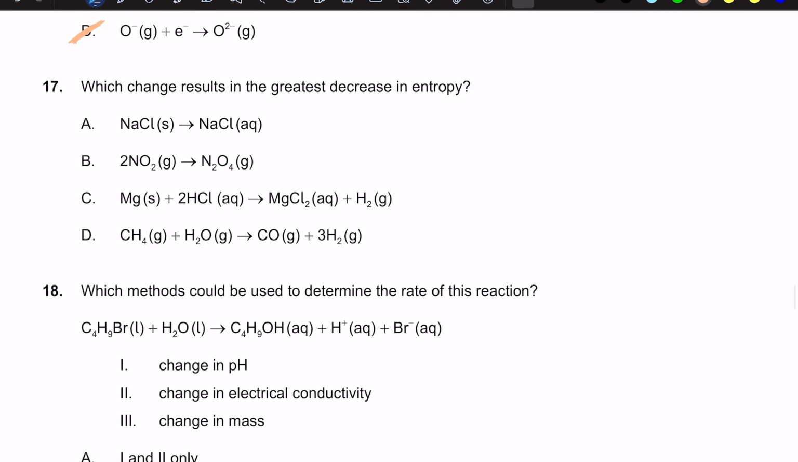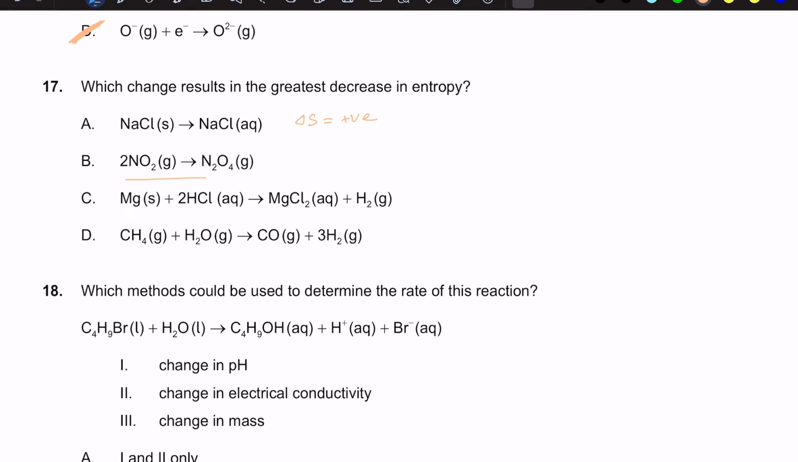Now next one. Which change results in the greatest decrease in entropy? Decrease in entropy as in, your randomness decreases. So here, solid to aqueous, your randomness increases. So in this case, delta S will be positive. If you have a solid, the molecules are packed together. But if you have a liquid, the ions are free to move, right? So obviously the randomness has increased.